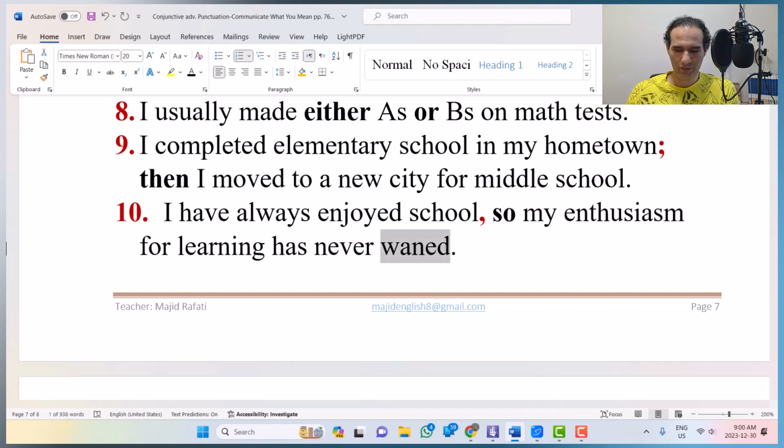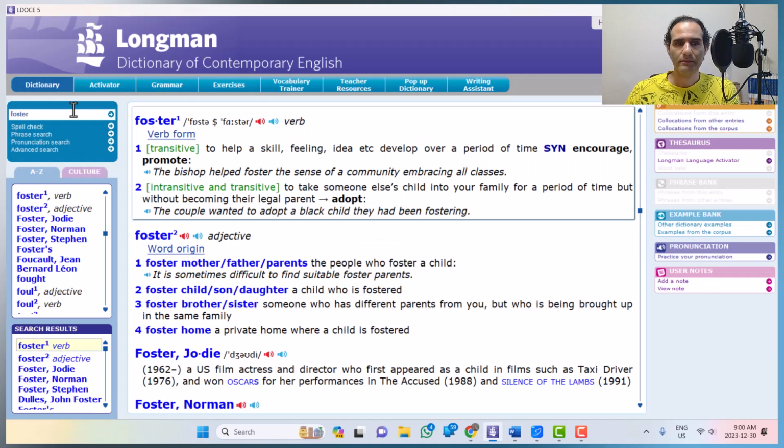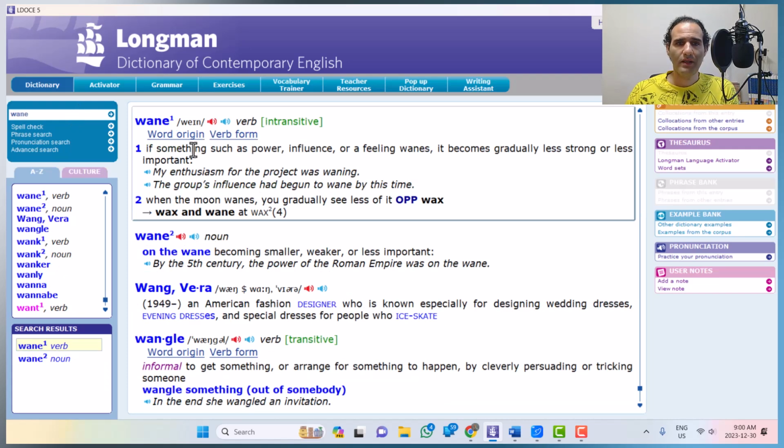Wow, so beautiful. So, my enthusiasm has never waned. Wane means decrease, subside, lower, reduce. Wane. If something such as power, influence, or feeling wanes, it becomes gradually less strong, less important.